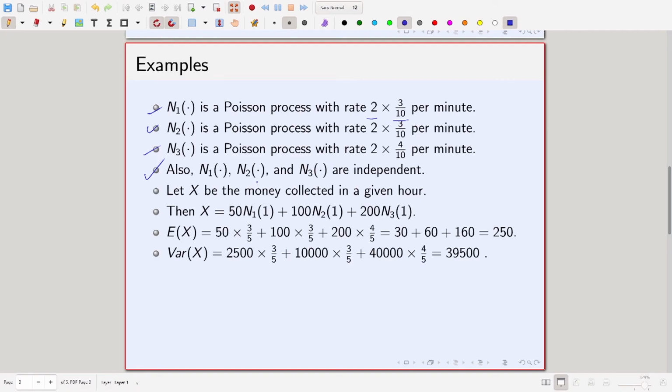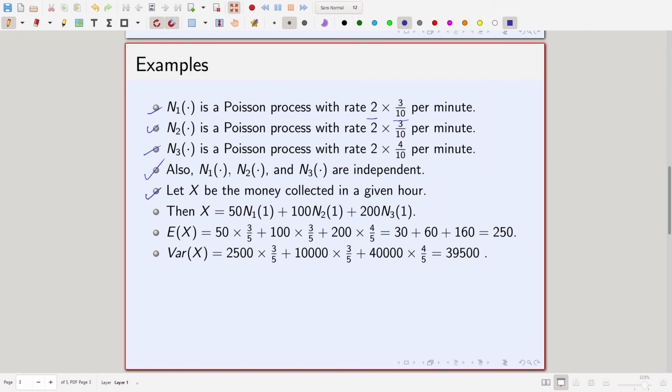Fine. So, the arrival of each type of event will again be a Poisson process with appropriate rates, and they will be independent of each other, right? That's what Poisson thinning told you. Fine. So, N1, N2 and N3 are independent. Now, let X be the money collected in a given hour.